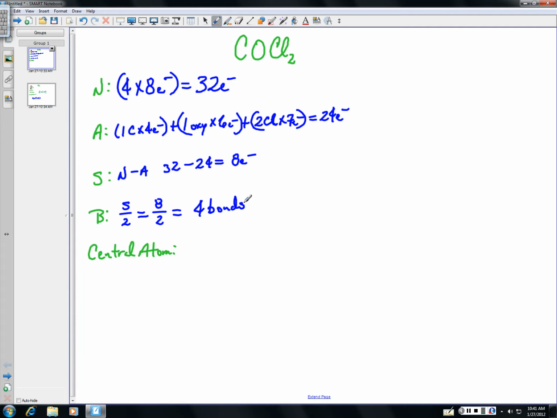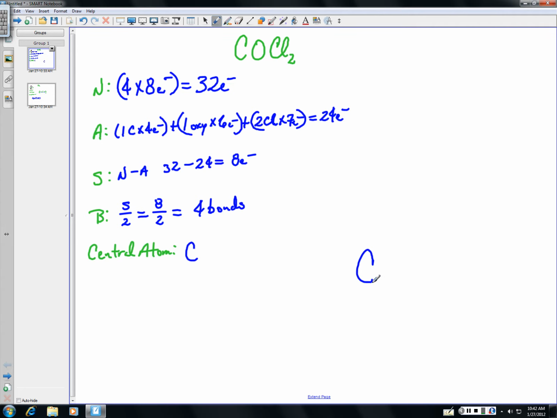All right, central atom. Well, let's see. 2 chlorines, they're probably not going to be there because there's 2 of them and they're halogens. So that leaves carbon and oxygen. There's 1 of each. But go back to your electronegativity trend and look at carbon and oxygen. They're in the same period, but carbon is farther to the left, farther away from fluorine, so it is less electronegative than oxygen, and carbon likes to be in the center, so I'm going to choose carbon as my central atom.